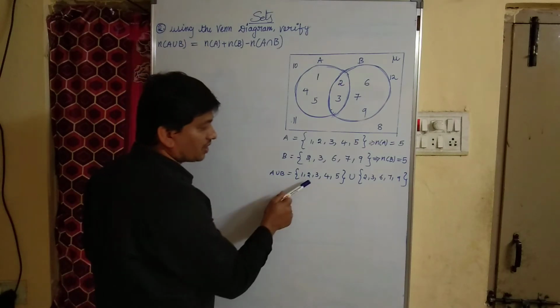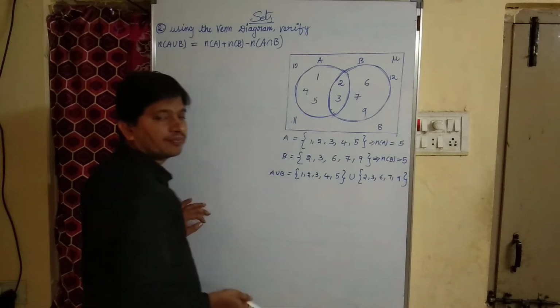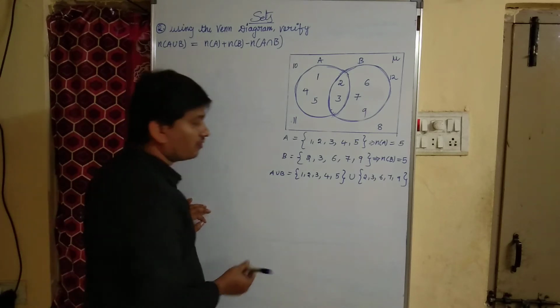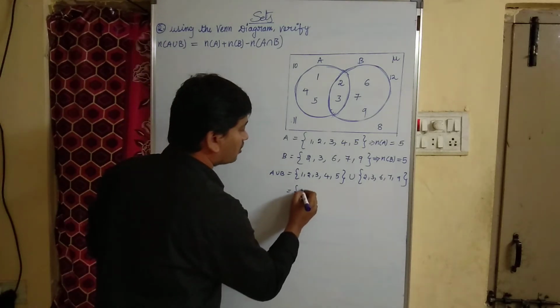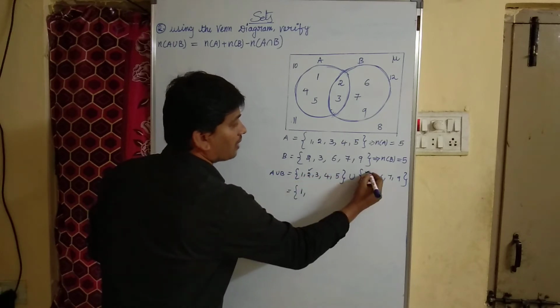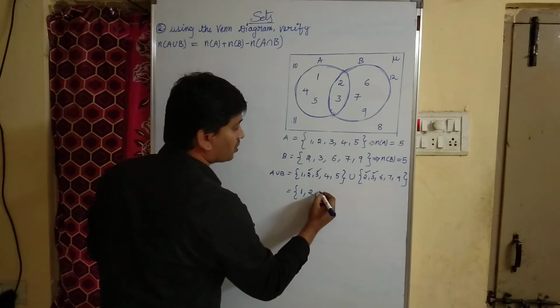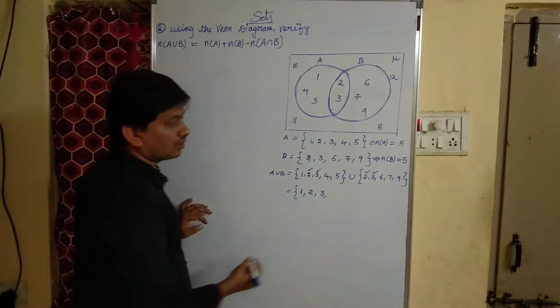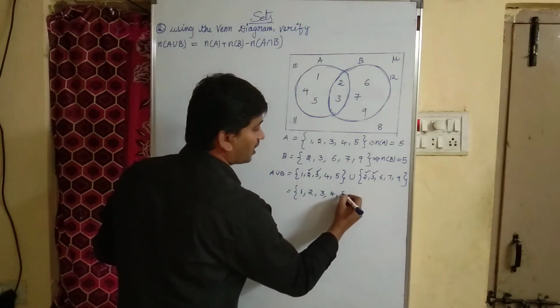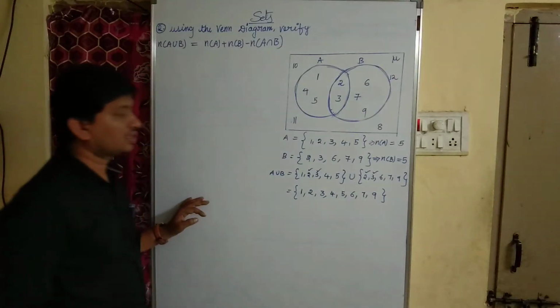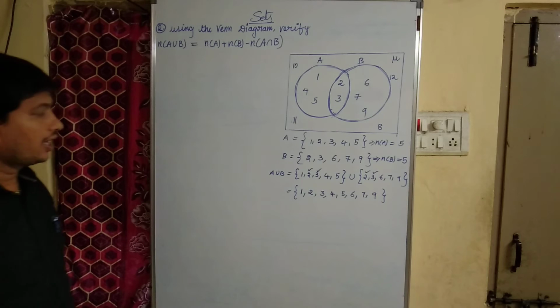The elements which are present in both set A and set B. If at all any element is repeating twice, we need to write only once. I mean 1, 2 is repeating 2 times, we should write only once. 3 is repeating 2 times, we should write only once. Then 4, 5, 6, 7 and 9. They are the elements in A union B.